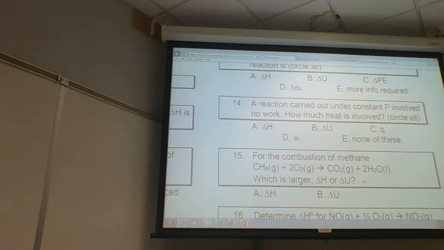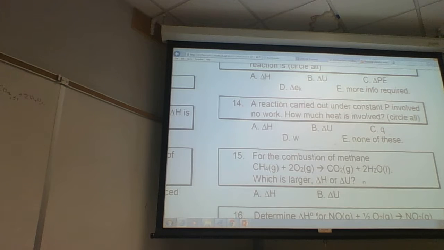Burning methane involves work under constant pressure. Because burning methane, I don't know, did I write the reaction there? CH4 plus 2O2 gives CO2 plus 2H2O liquid. This is gas, this is gas, this is gas.